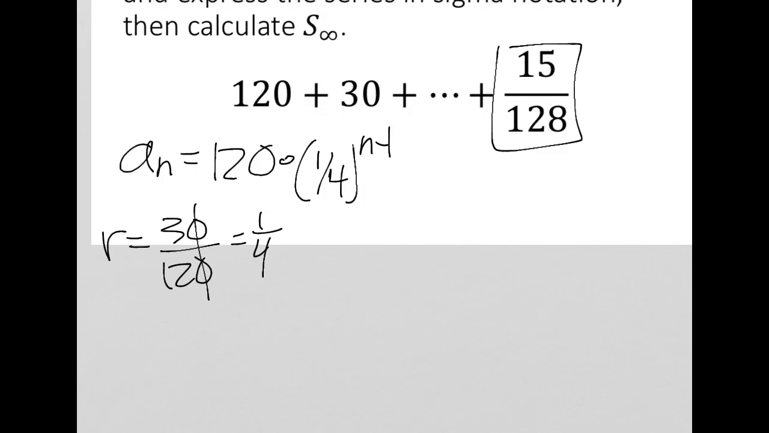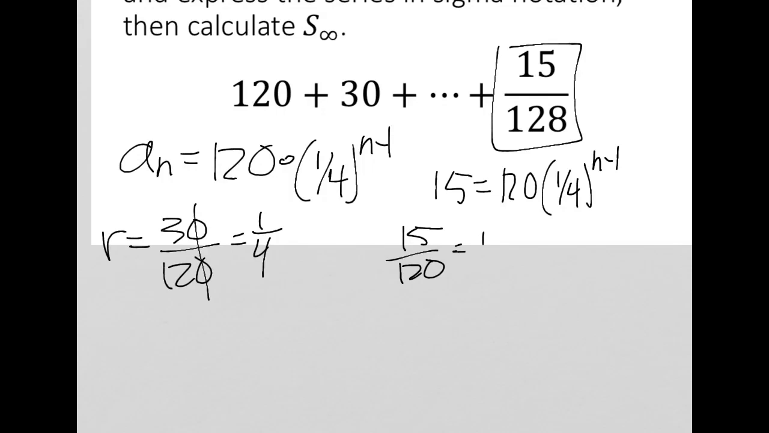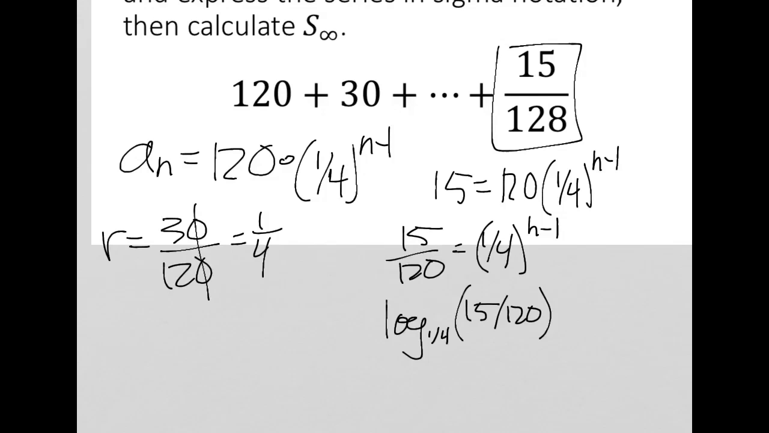So this term right here, we can set equal to a sub n and solve for n to figure out what number term this actually is. And to do so, we're going to first divide by 120. So we're going to have 15 over 120 equals this 1/4 to the power of n minus 1, which we will rewrite in log form as the log with a base of 1/4, same as the base of the exponent, with an argument of 15 over 120, and that is equal to n minus 1. So I'm going to add 1 to both sides to set it equal to n, and crunch that number to figure out the term number of 15 over 128.